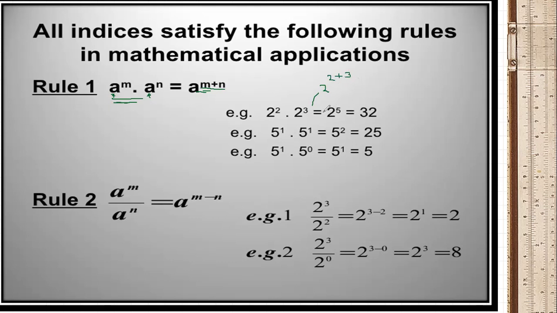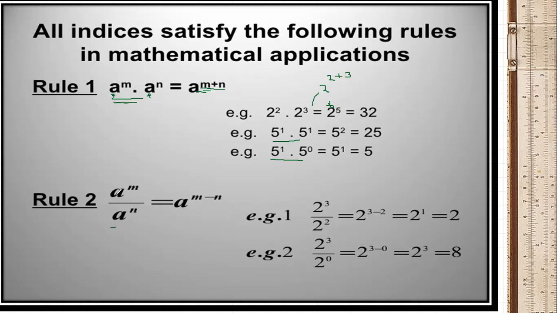And this ends up giving us, because 2 plus 3 is 5, this one here, which is the same as 32. So you do the same even if it is like this or like this: maintain the base and add the powers. So when we are dividing indices, that is the second law.